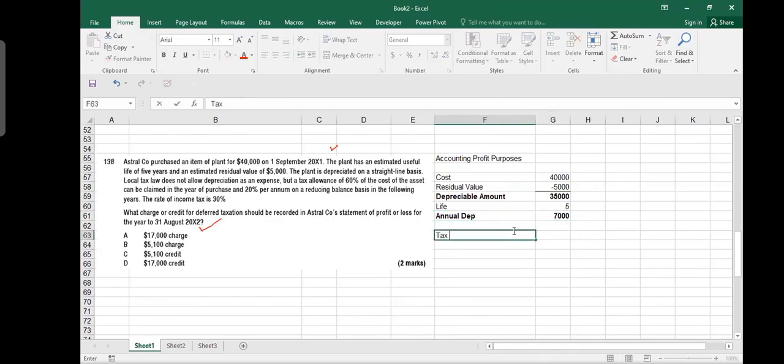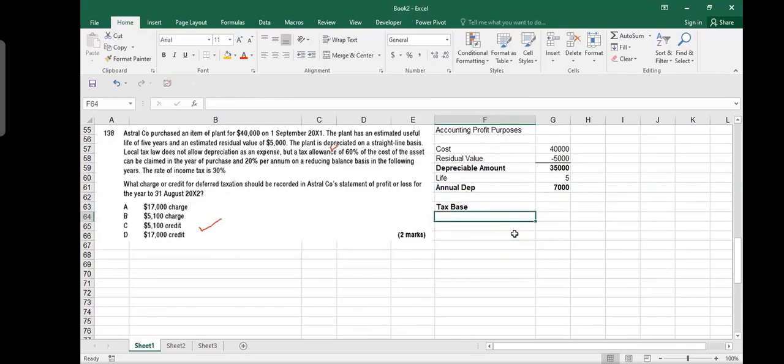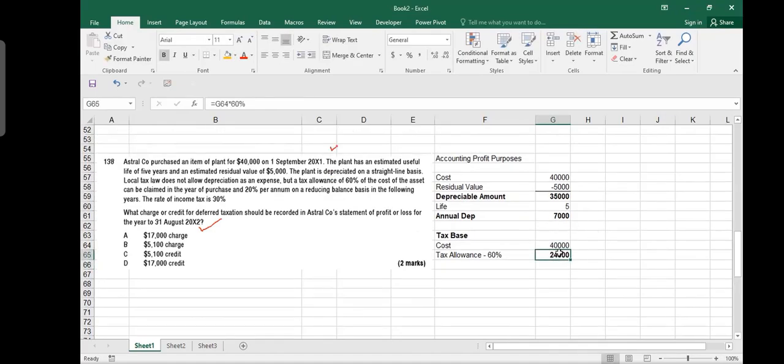Now, the second thing is called tax base. Tax base means your tax books. In your tax books, the cost of the asset is claimed to be 40,000. And the question says local tax law does not allow depreciation as an expense, but a tax allowance. So I get a tax allowance, which you can consider as depreciation. Your tax allowance in year one, they told you that you can charge as 60%. So it means that I can charge a depreciation of 60% of 40,000. Oh, that's a big amount. 24,000 they allow you to charge, and you can get a tax benefit on that, which is 24,000. Okay, now what will happen? Now you imagine that.